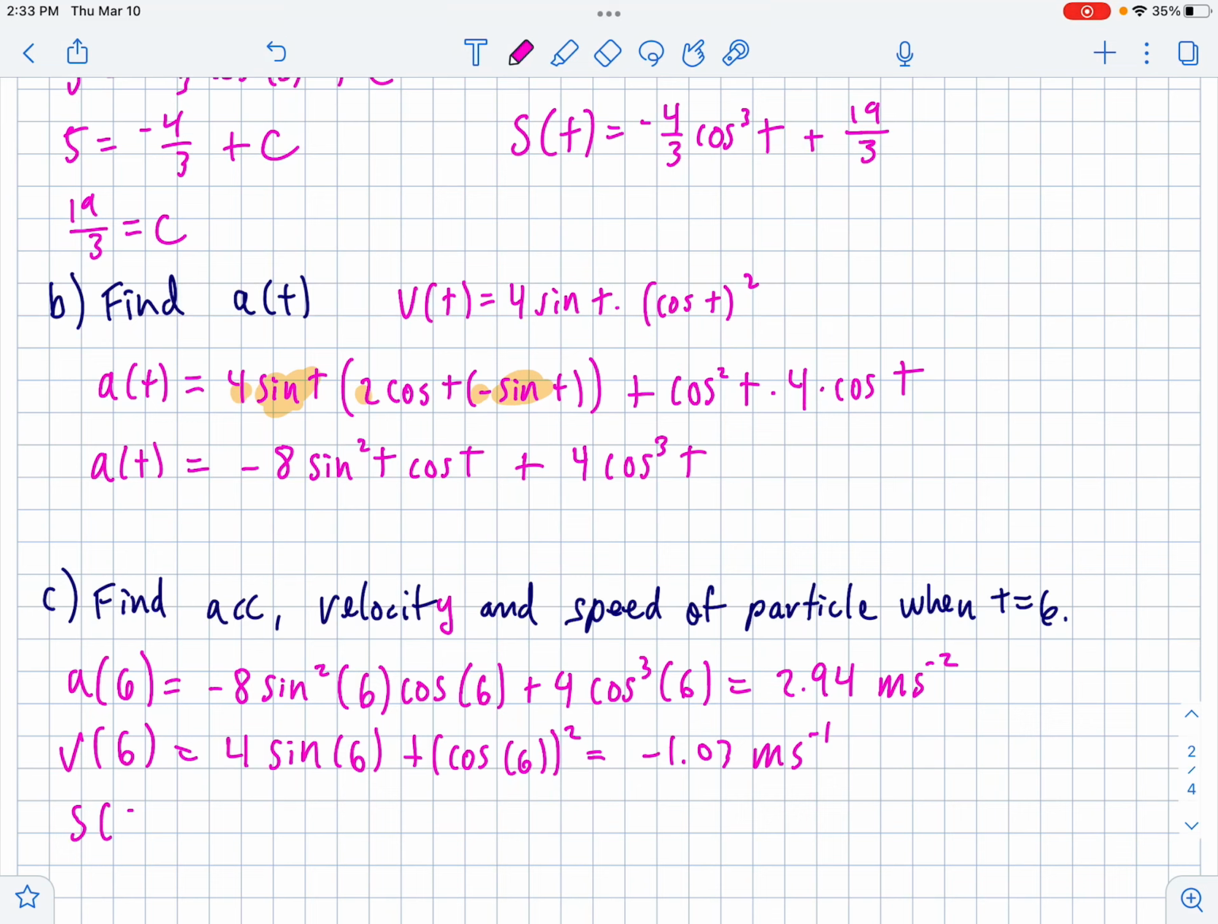And then they want the speed. Remember that speed is just the absolute value of velocity. So no, they don't use s, they just say speed. Speed equals the absolute value of the velocity at 6, which is 1.03 meters per second.